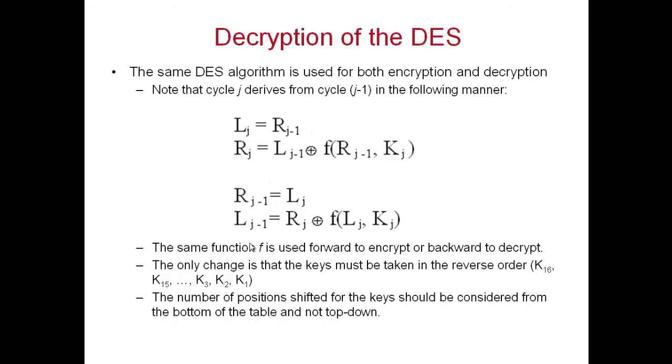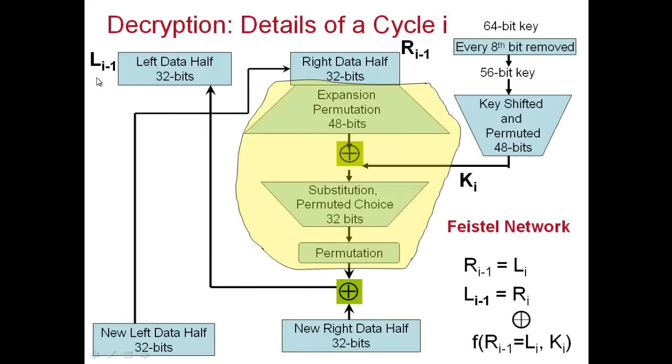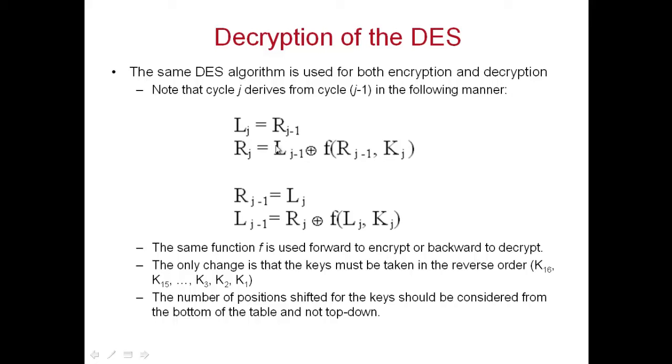Now I want to get Lj minus 1, so to get this, we make use of the XOR property. Lj minus 1 is Rj XORed with the Feistel network output f of Rj minus 1 and Kj. But we know that Rj minus 1 is nothing but Lj, because when we do decryption, we know Lj and Rj and want to get Lj minus 1 and Rj minus 1. Since Rj minus 1 is the same as Lj, we can pass Lj to the Feistel network.